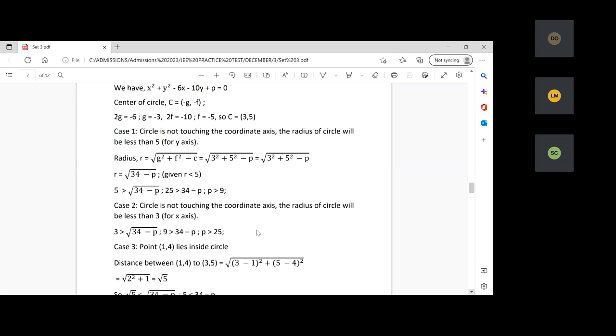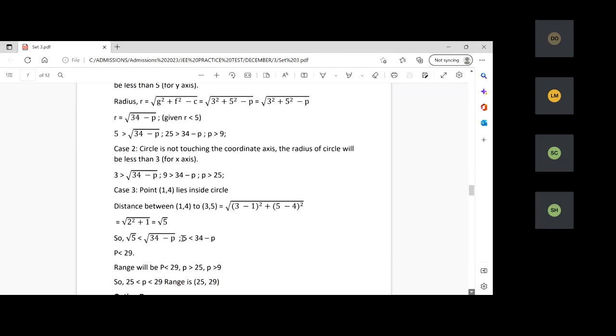That is okay. Now the third condition, which most of the students forget to consider, is the point (1, 4) which lies in the circle. Again, you have the two points, so you can calculate the distance between them. It's just (3 minus 1) whole square plus (5 minus 4) whole square. So it will be root 5. So what will the value be? Root 5 is less than root of 34 minus p.